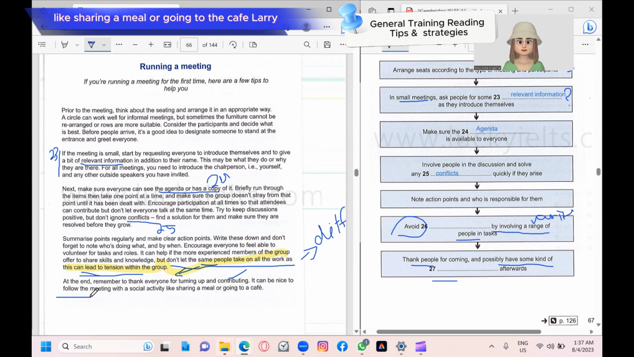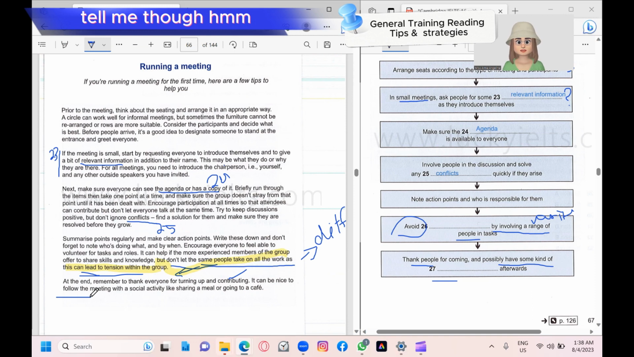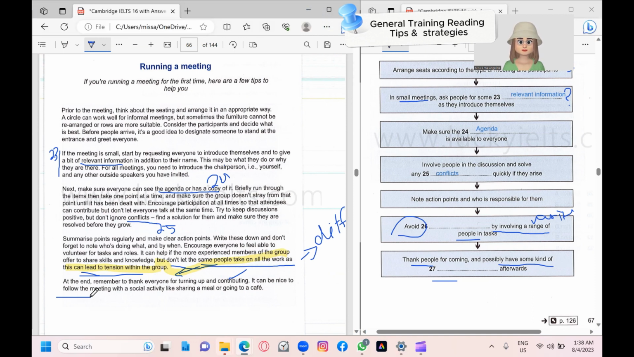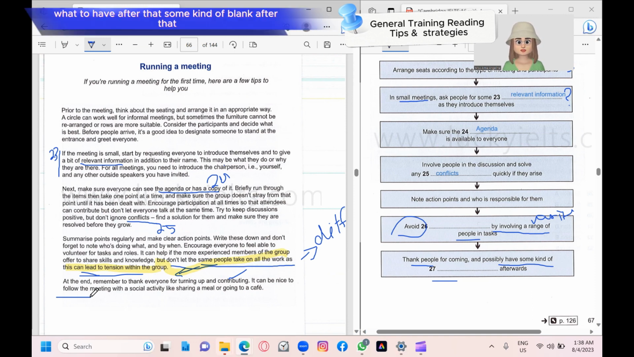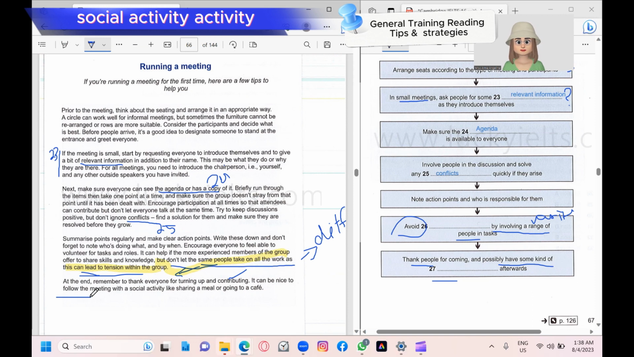Nahri, what will you put in here? Thank people for coming and possibly have some kind of blank afterwards. Turning up. What to have after that? Some kind of blank after that? Some kind of what after that? Social activity. Yes, that is right.